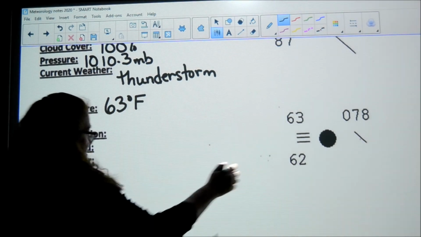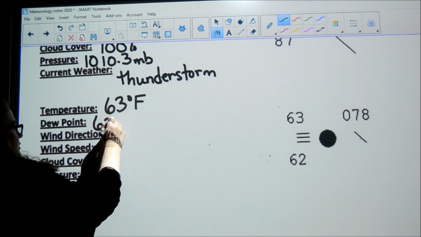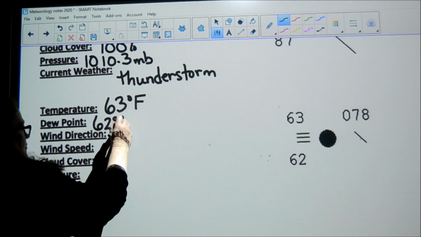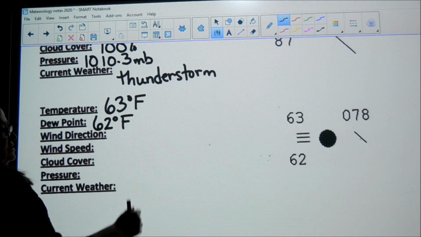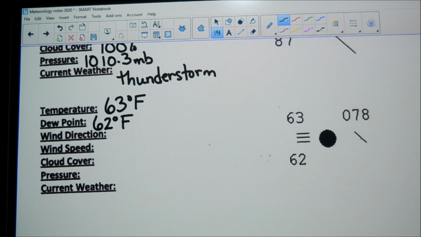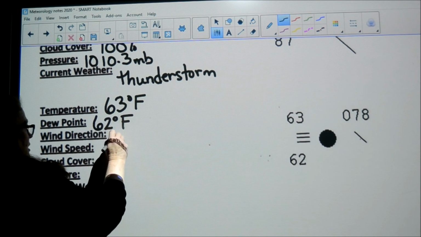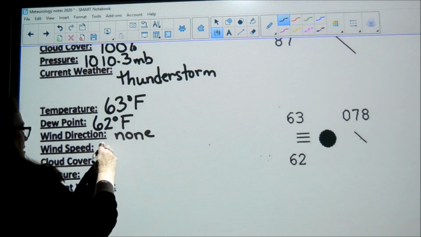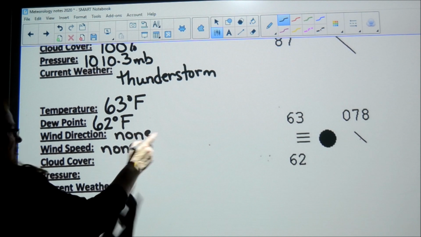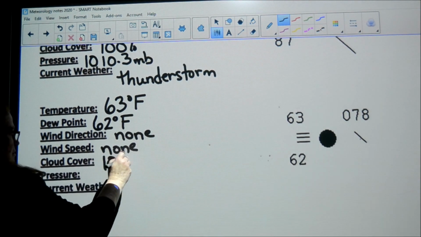My dew point is 62 degrees Fahrenheit. They're close together. You know it's probably going to precipitate. My wind direction, I don't have any wind. No shafts. So none. Cloud cover is 100% colored in.